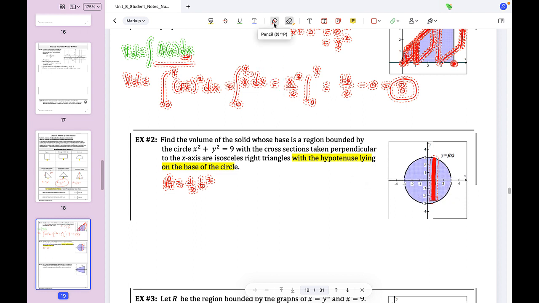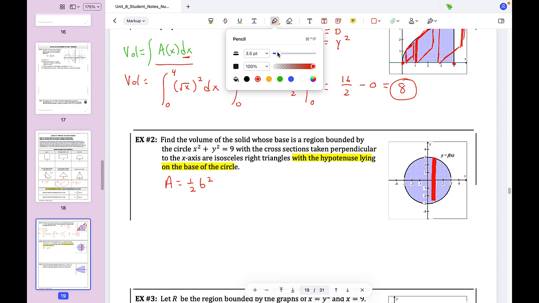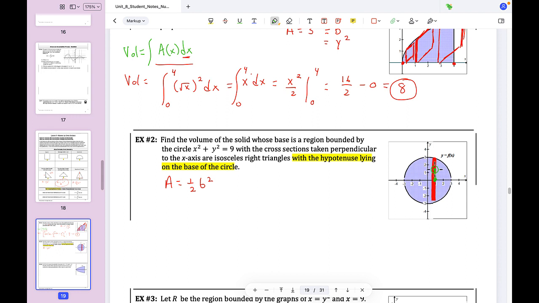Well, I know from the x-axis to here can be found using the equation. The equation is x squared plus y squared equals 9. Basically, I have to solve for y. So y squared equals 9 minus x squared. So y equals the square root of 9 minus x squared. Now, we know that's plus or minus, but we're going to take care of that in a moment.